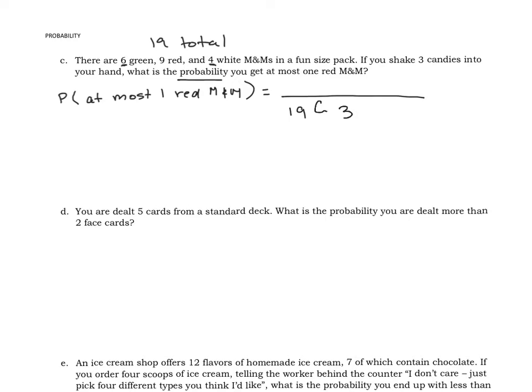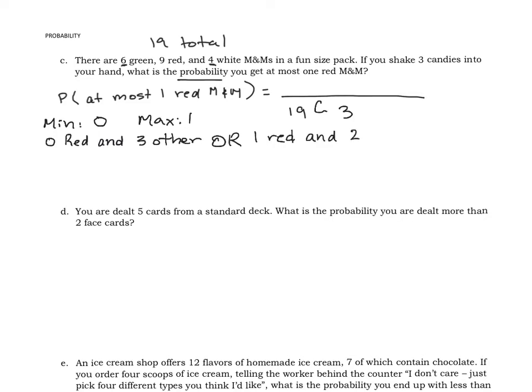And then in the numerator, we're saying at most 1 red M&M. So at most 1 means our maximum is going to be 1, so our minimum will be 0. Okay? So what will that look like? That will look like 0 red and 3 other. Or, let's look at the max, 1 red and 2 other.